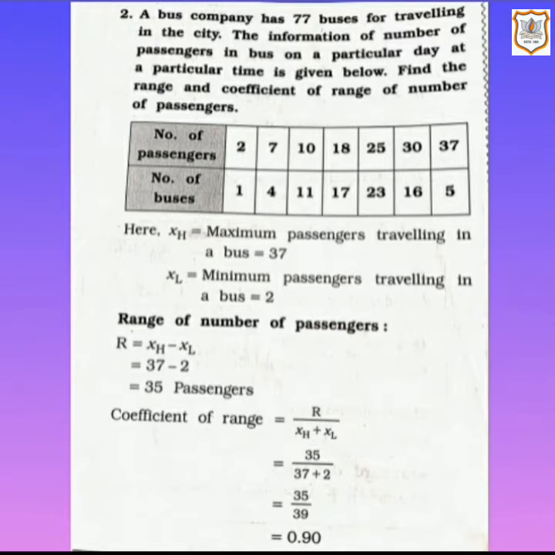Let's read sum number 2. A bus company has 77 buses for traveling in the city. The information of number of passengers in bus on a particular day at a particular time is given below. Find the range and coefficient of range of number of passengers.